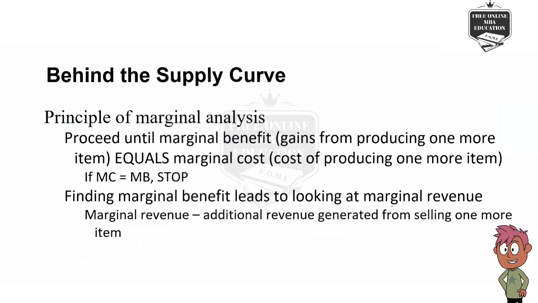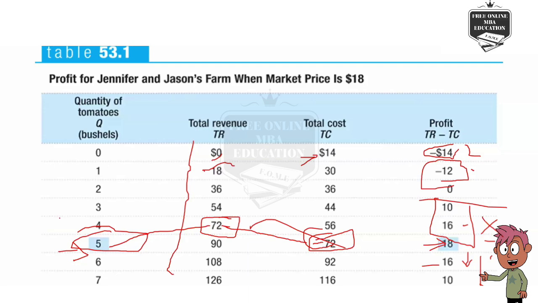Now, marginal revenue is the additional revenue that you generate by selling one more item. So suppose you were selling 4 items, right? You were making some revenue, which is 72. And by selling the fifth item, the marginal revenue that you make is 90 minus 72. I hope I'm clear to all of you.